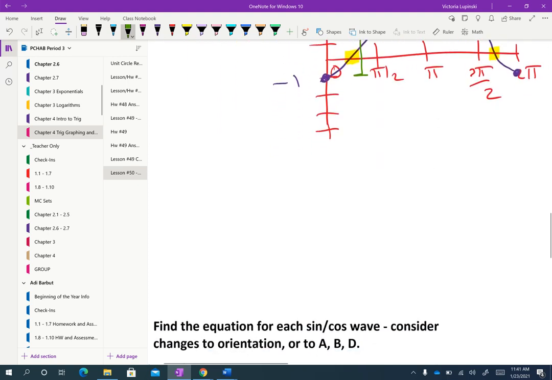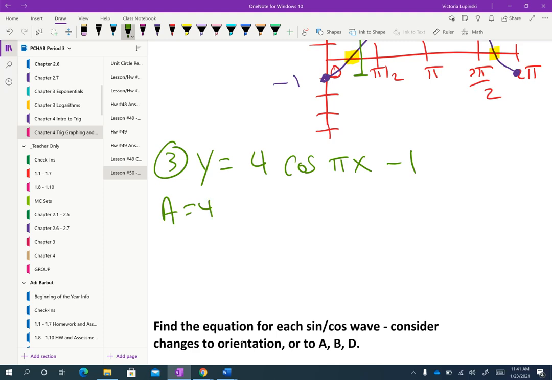Let's do a couple more. So let's go ahead and take a look at number 3. For number 3, why don't we go ahead and try to graph y equals 4 times the cosine of pi x minus 1. So the amplitude is 4, and it's going down 1.